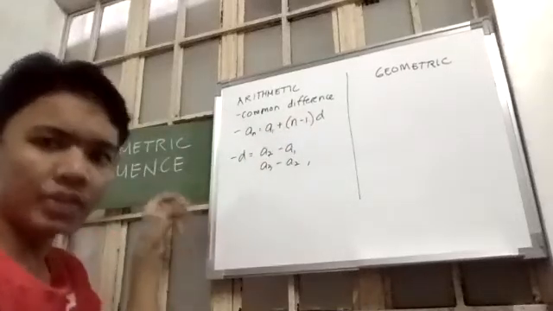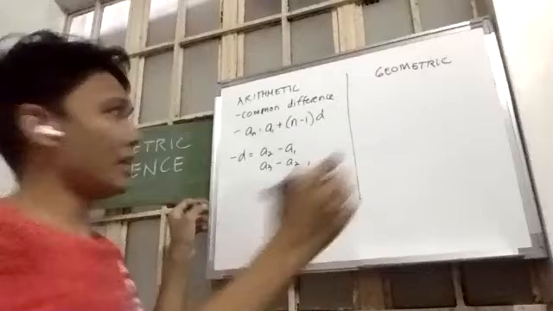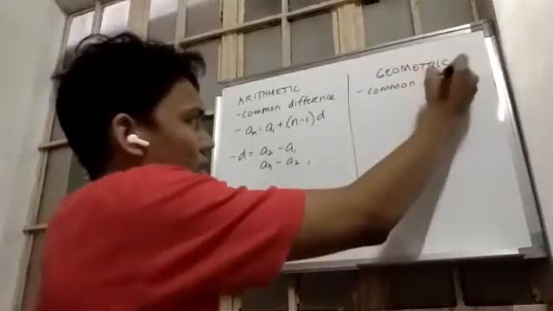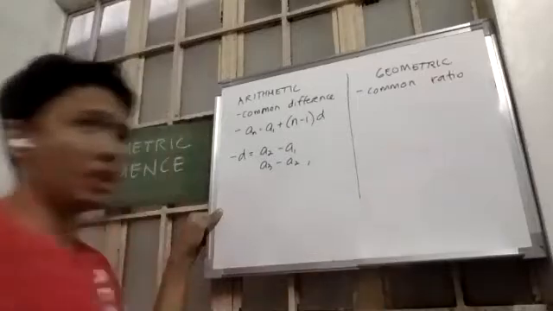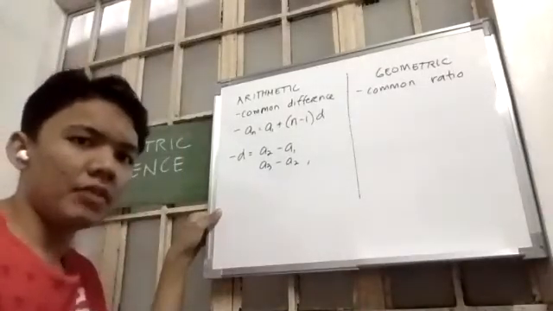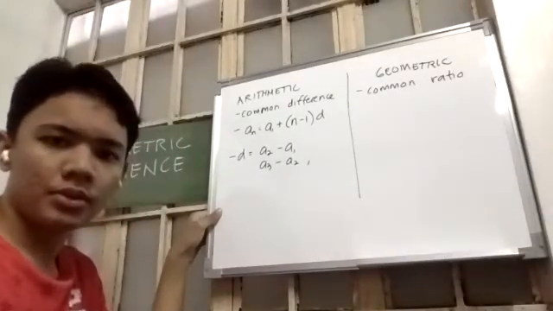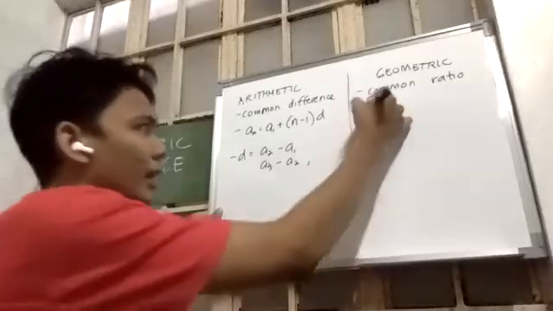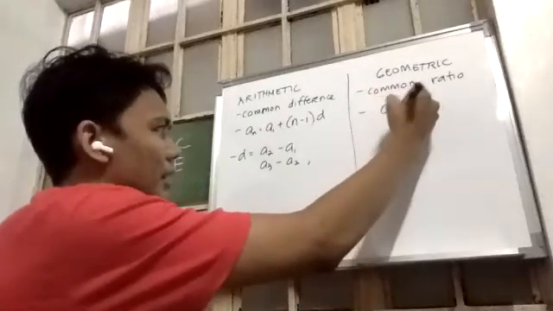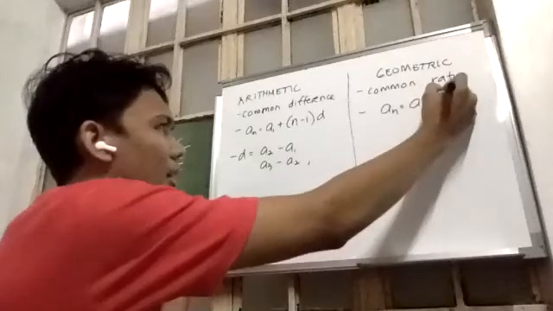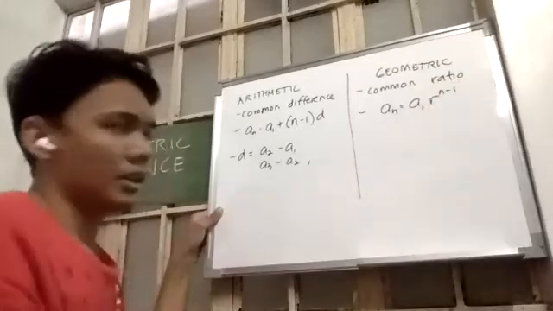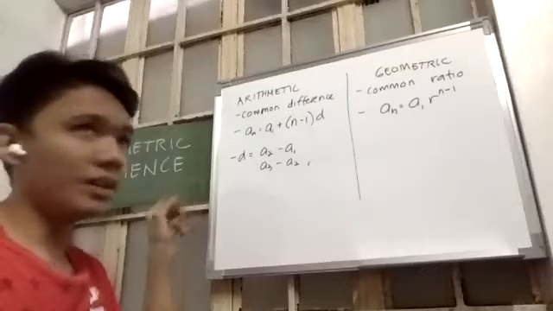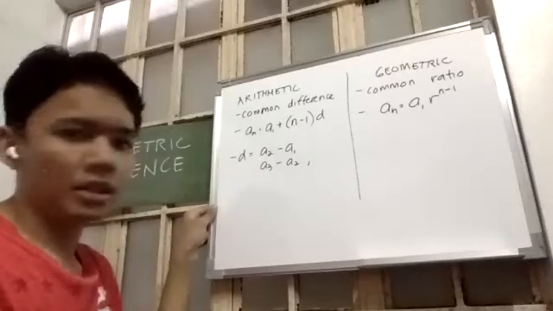Okay? Pagdating naman kay geometric, siya ay meron siyang common ratio. Okay? So, ratio na siya. Ibig sabihin, fraction na yung common ratio. Now, ang kanyang formula, ito discuss ko na, a sub n is equal to a sub 1 r raised to n minus 1. So, yun yung formula niya. A sub n is equal to a sub 1 r raised to n minus 1.